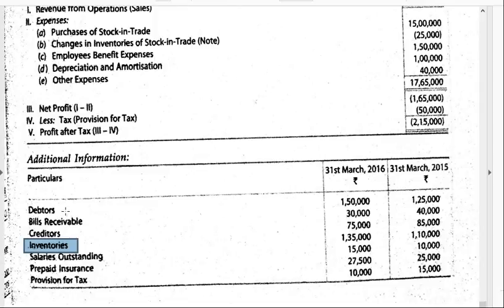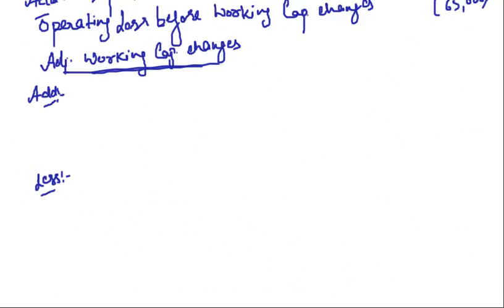Now the debtors have increased from 1,25,000 to 1,50,000. Our current asset has increased by 25,000, right? We will add back or subtract. Current assets move in which direction? Sundry debtors have increased by 25,000 and the current assets move in opposite direction. So I will say we have sundry debtors of 25,000 will be subtracted.